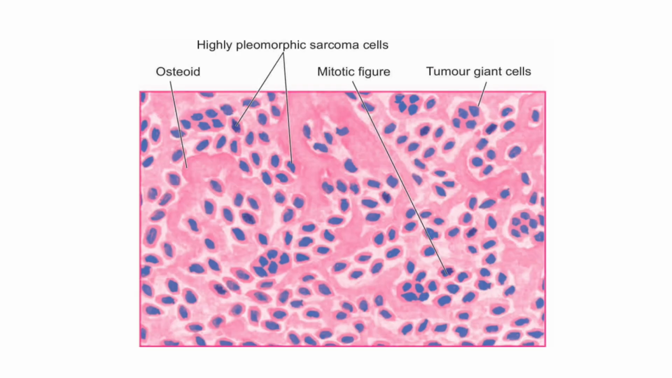Here is an image containing group of sarcoma cells. You can see high degree of pleomorphism and polymorphism. The cell varies in shape and size vastly. Here you can see mitotic figures. These are nothing but dividing cells.